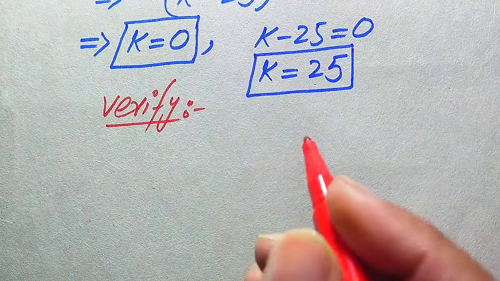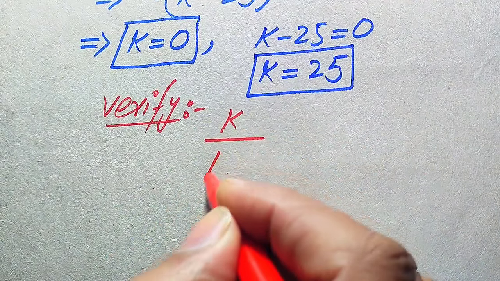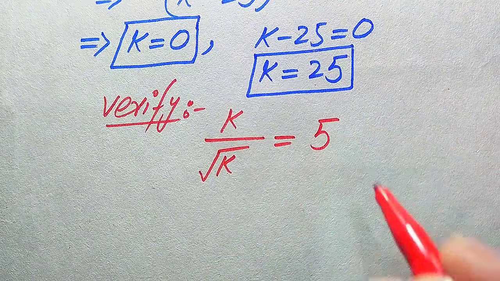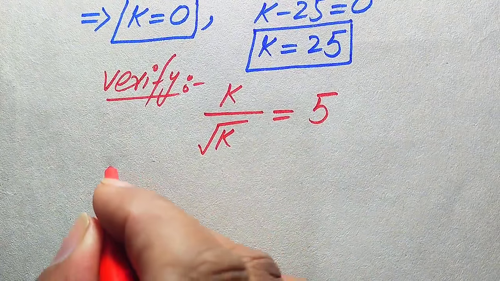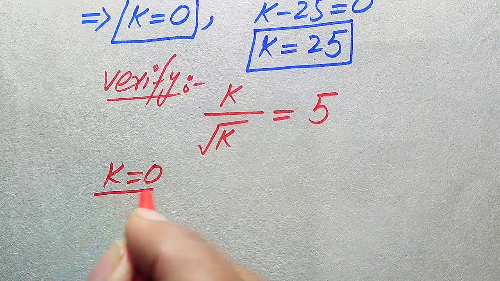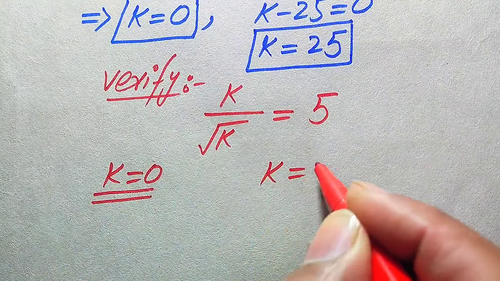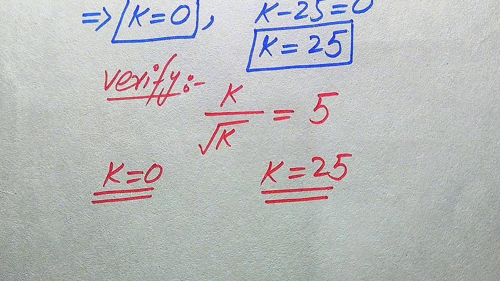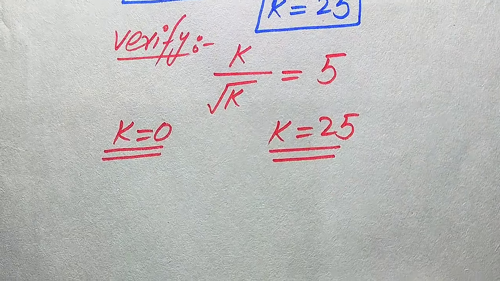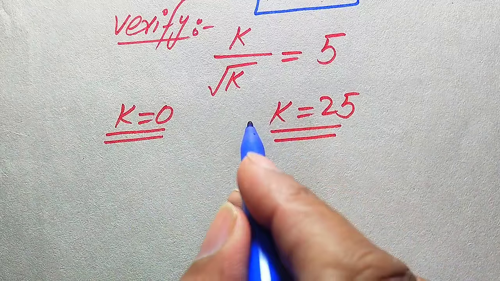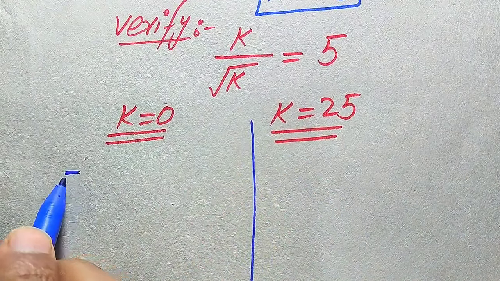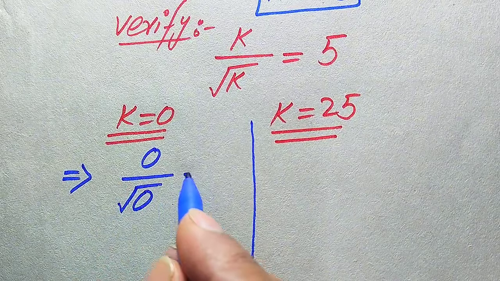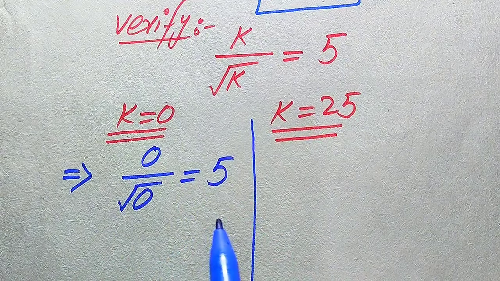For verification we need to copy down the given question statement. Here it is k divided by square root of k equals 5, and on this side we will verify k equals 0, and on this side we will verify k equals 25. First we need to focus on k equals 0, and here we substitute k equals 0 into the left hand side, and when we put this value here it becomes 0 divided by square root of 0 equals 5 or not.